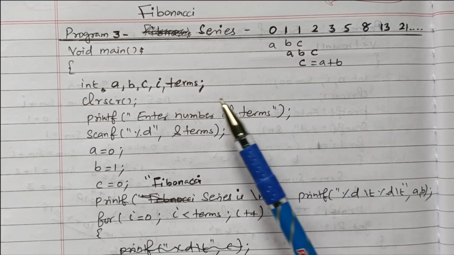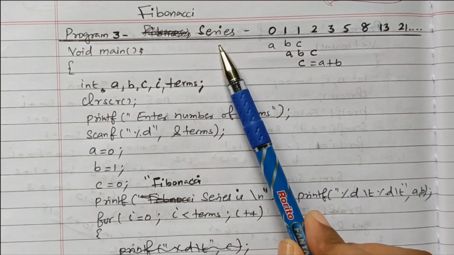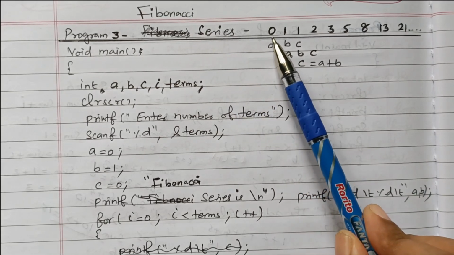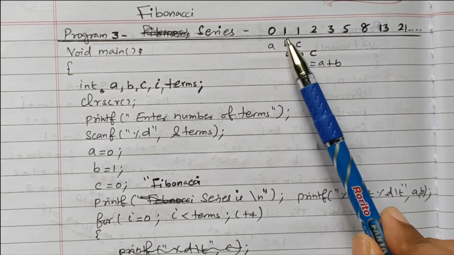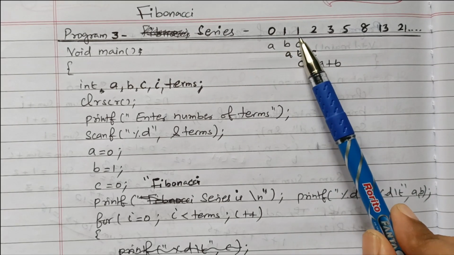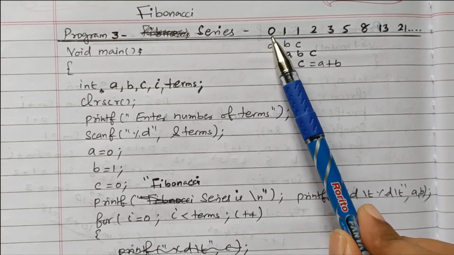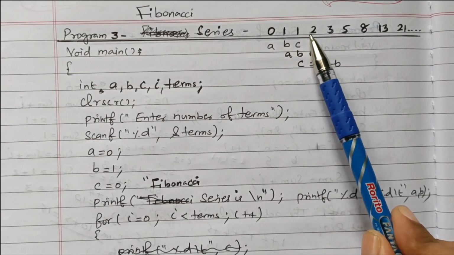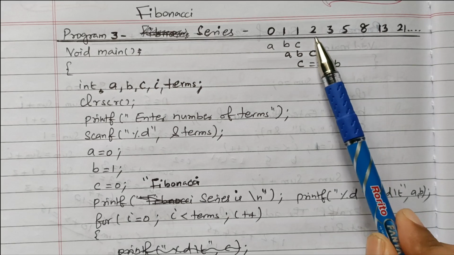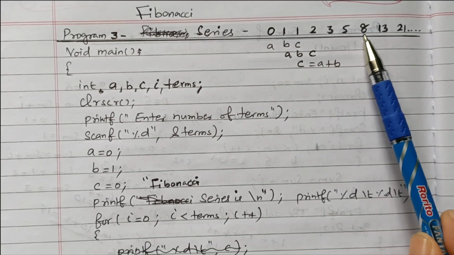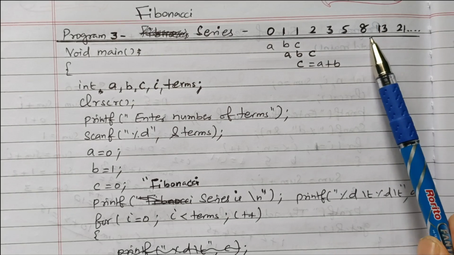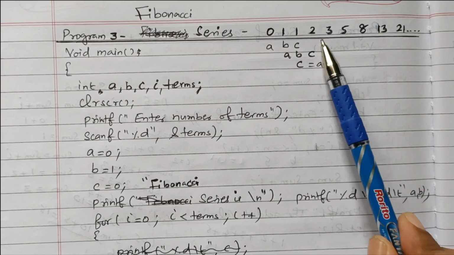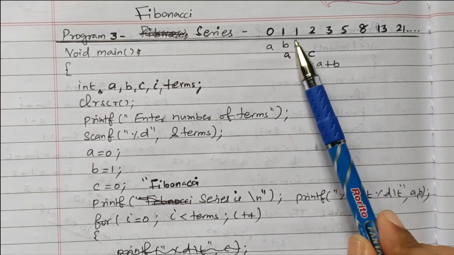Now we'll go to the topic, program to generate the Fibonacci series using the C programming. What is the Fibonacci series? The first number is 0, the second number is 1. The third number is the sum of the previous two, 0 plus 1. The fourth number is the sum of the previous two, 1 plus 1, 2. 1 plus 2, 3. 2 plus 3, 5. 3 plus 5, 8. 5 plus 8, 13. 8 plus 13, 21. Like that it will go. So each number is the sum of the previous two numbers. That is the logic of the Fibonacci series.